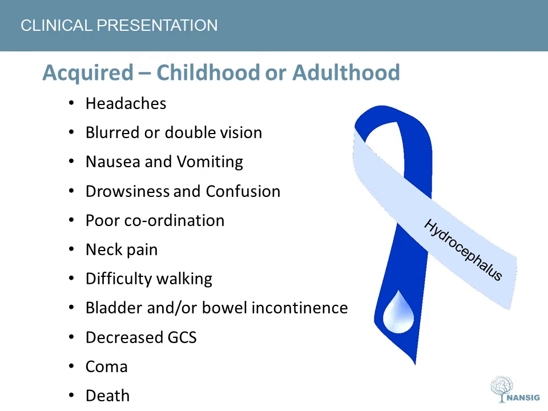The clinical presentation of hydrocephalus varies depending upon the type, so I've split it down into acquired, congenital, and normal pressure hydrocephalus. Acquired hydrocephalus can present in childhood or adulthood and tends to present with classic symptoms of increased intracranial pressure, such as headaches, blurred vision, nausea and vomiting, drowsiness, and confusion, as well as other symptoms, decreased Glasgow Coma score, and even death.